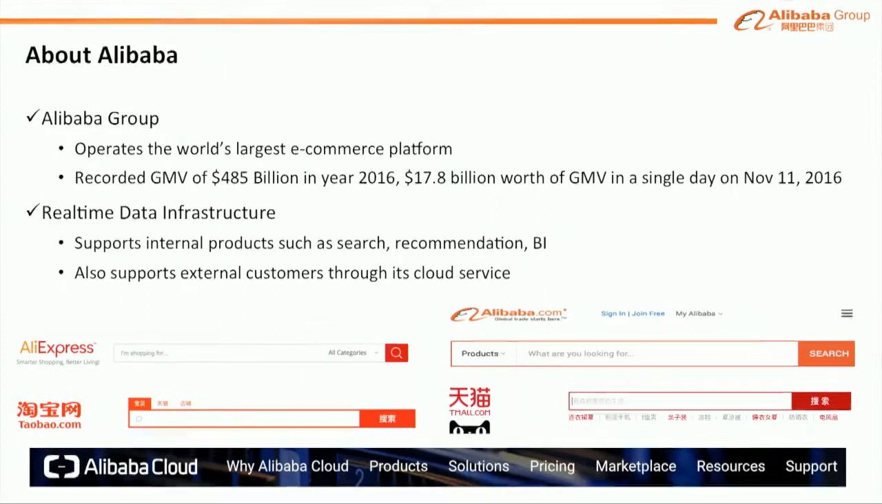In comparison, on Singles Day, Alibaba's Taobao and Tmall platform recorded a GMV of $17.8 billion. So it's much larger than Black Friday and Cyber Monday combined. We are part of the real-time data infrastructure group. Our group is responsible for providing the real-time data processing infrastructure to our internal products, such as Tmall and Taobao. In addition to that, we also support external customers through our cloud offering.